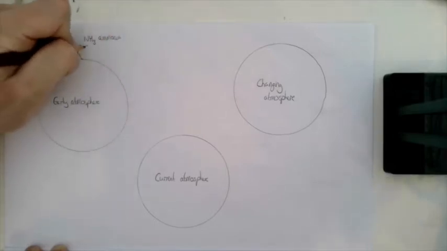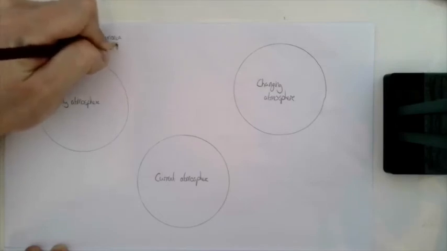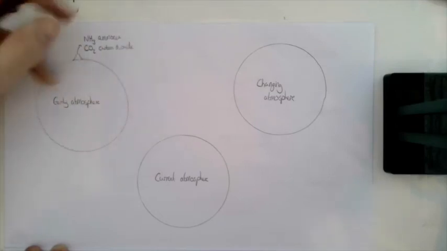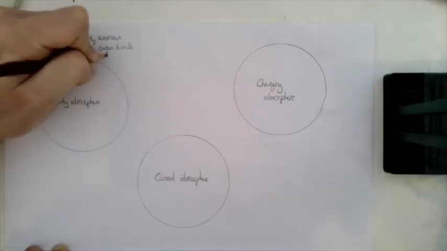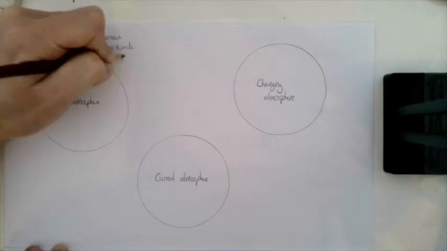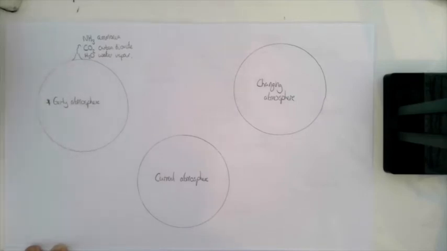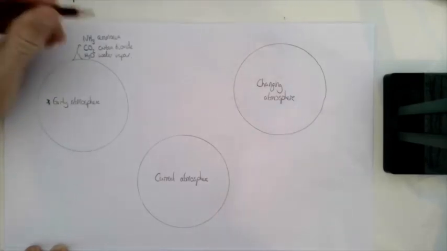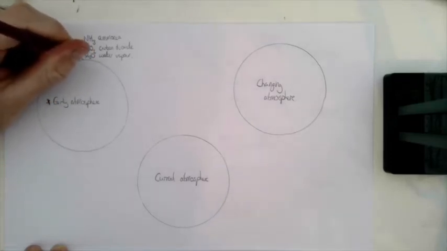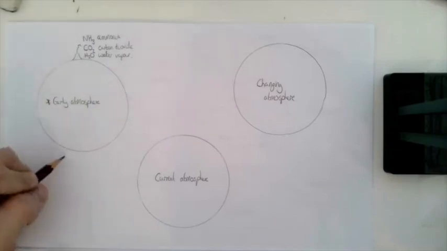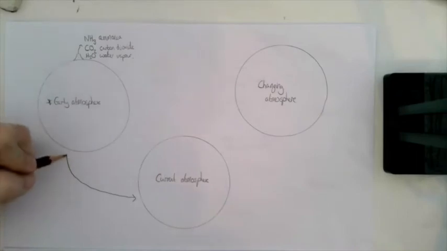They released carbon dioxide, and water vapour, so H2O as a gas, into the atmosphere. So the early atmosphere, the first atmosphere formed, contained mainly ammonia, carbon dioxide and water vapour released by volcanoes. Then over time, the atmosphere has changed slowly.